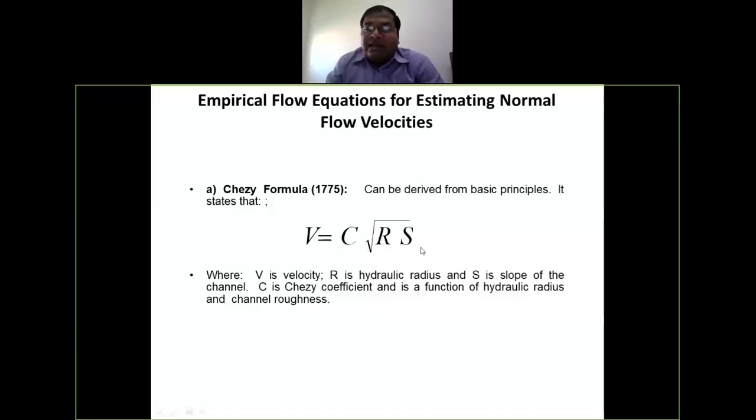We have already discussed the parameters and definitions, so it is easy for you to understand the meaning. What does Chezy want to tell us? V is equal to C into under root R into S, where V is the velocity, R is your hydraulic radius, you now know very well what R is, and S is your slope of the channel. And what is C? C is Chezy's coefficient and is a function of hydraulic radius and channel roughness. It depends on that, this C, Chezy's constant.